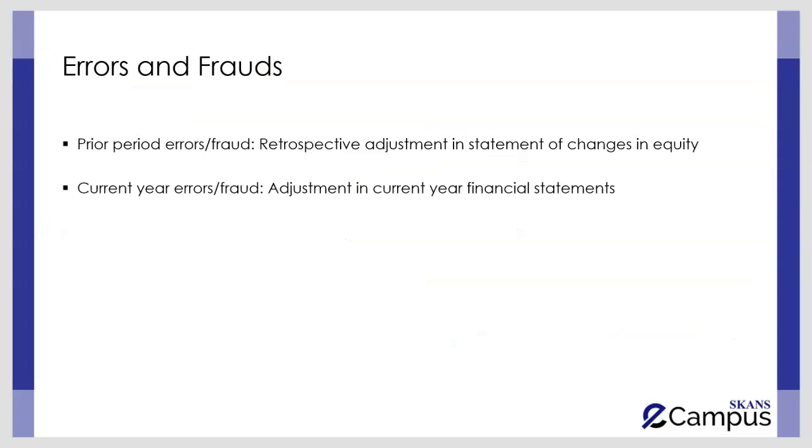Over here also we can see the summary of accounting treatment that needs to be done. If there are any prior period errors or frauds, then you have to do a retrospective adjustment, and that has to be made in the opening balances of the statement of changes in equity. And if there is a complete fraud or error in the current year, or at least a portion of fraud or error is happening in the current year, then you have to make its adjustment in the current year financial statements.